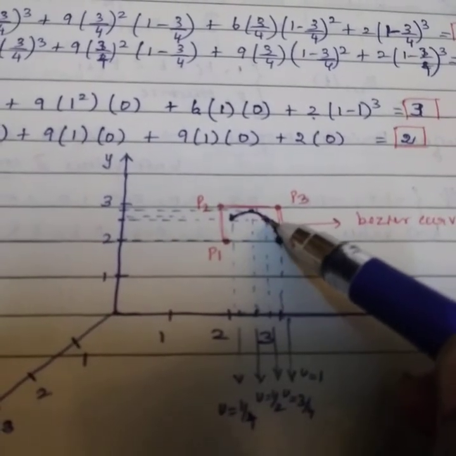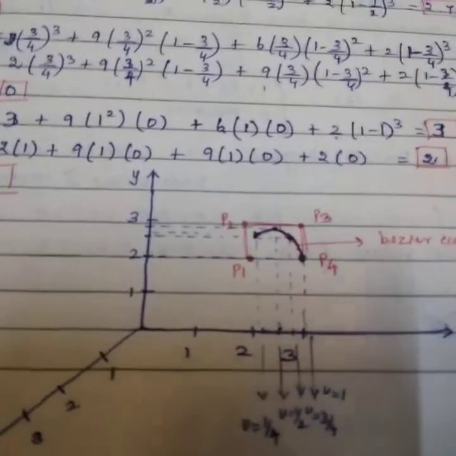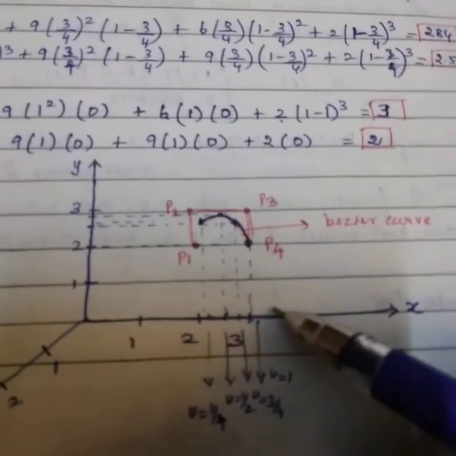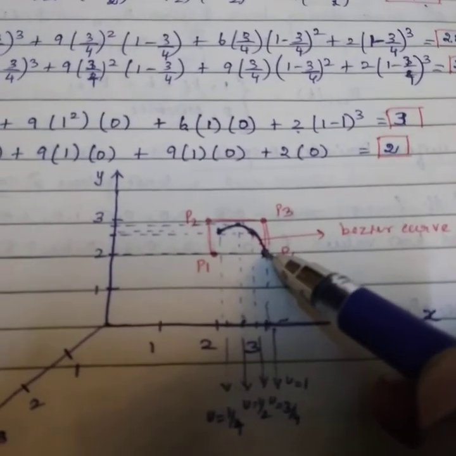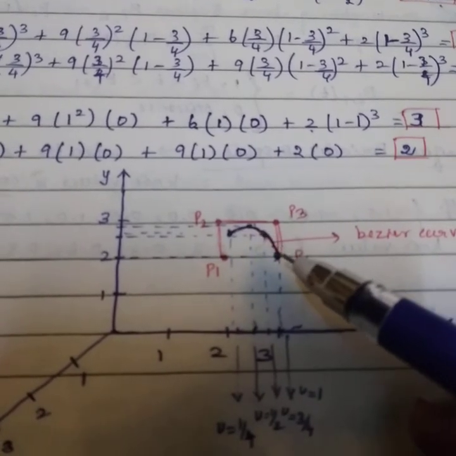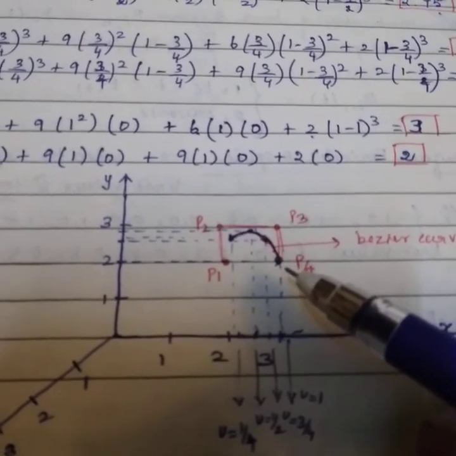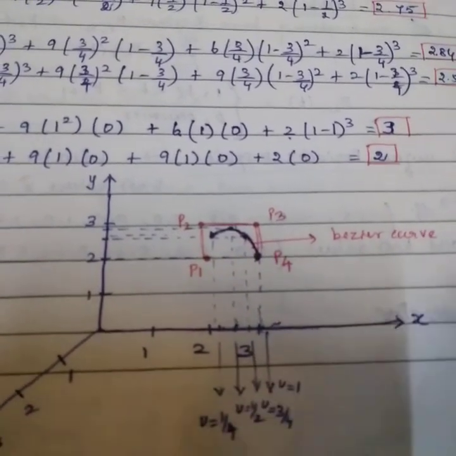So this point. And the last one is u equal to 1. What will be the value? 3 and 2, exactly 3, exactly 2. This will be the terminating position. So using these 4 control points, we can draw the Bezier curve. Okay, thank you.